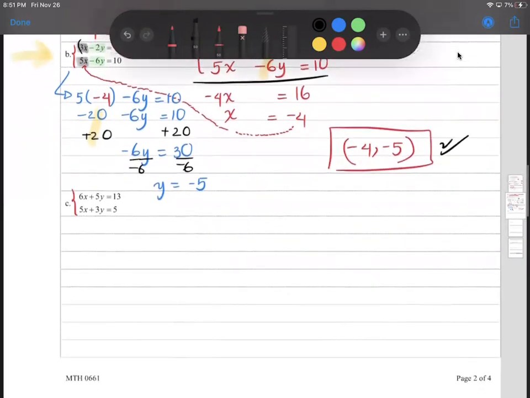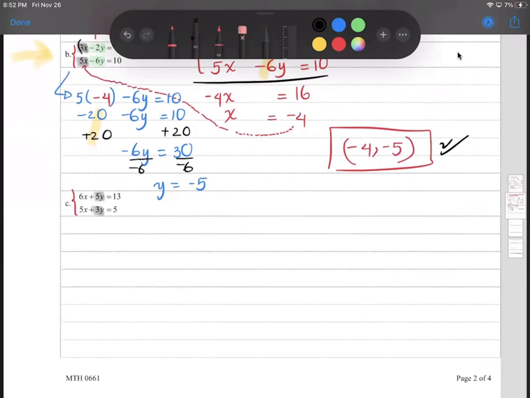Okay, for problem C, it doesn't matter now. I got 6x on the top, 5x on the bottom. And then for the y term, I got 5y on the top, 3y on the bottom. Again, I'm going to choose y here because it seems like the value is smaller. The LCD is 15, right? Say I want 15y on the top and then negative 15y on the bottom.